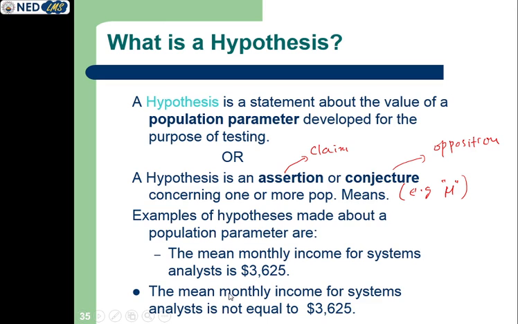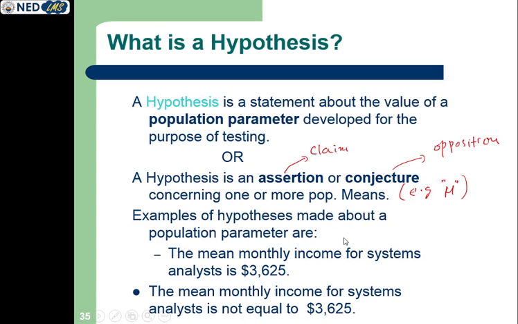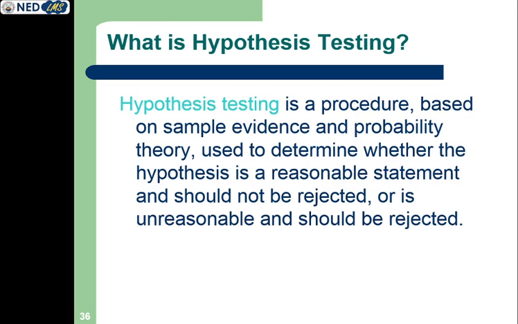The mean monthly income for the systems analyst is not equal to this. See this one, the first person makes the claim, but the second person opposes it, saying it is not equal to $3,600-something. So this is what we call testing of statistical hypothesis, in which we form an assertion or conjecture concerning one or more population means.